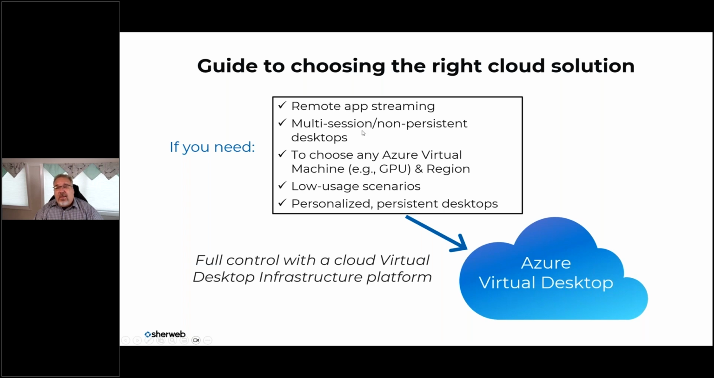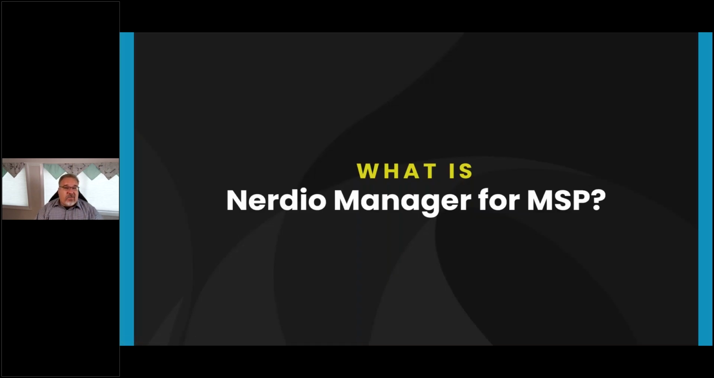Choosing the right cloud solution: if you need remote app streaming, multi-session, non-persistent desktops, certainly you could use AVD. If you need GPU, imagine having your architectural firm doing what they need to do with GPU, and then being able to transfer files on Azure's backplane at 10 gig network. You'd be able to move files very quickly and very securely. You can use shared desktops as well as dedicated desktops.